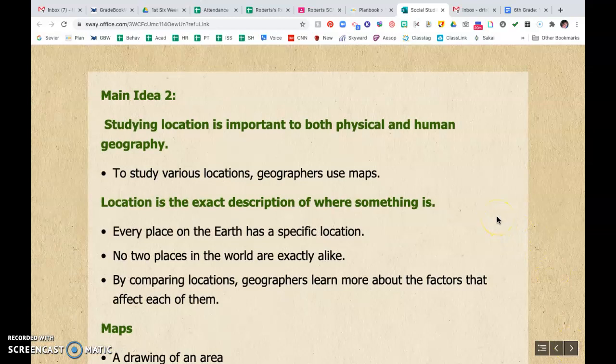So to study various locations, you know that geographers use maps. Location is the exact description of where something is. And if you'll remember back to last week, we talked about latitude and longitude. That is the exact location of something. So every place on Earth has a specific location. There are no two places in the world that are exactly alike. And by comparing the locations, geographers learn more about the factors that affect each of them.